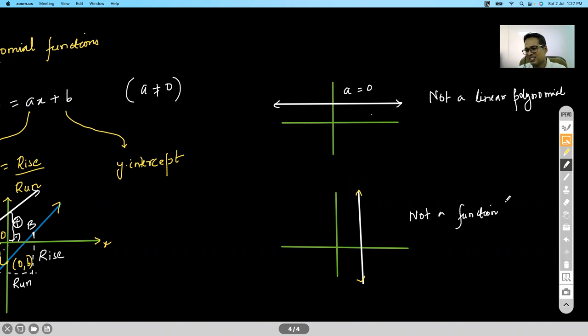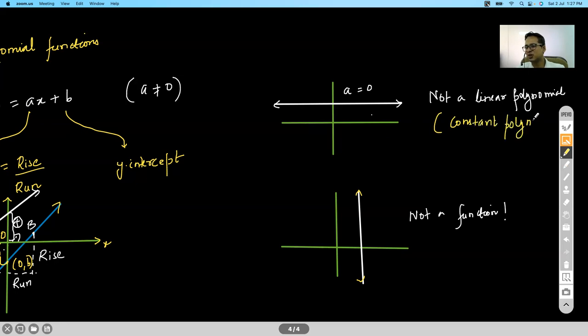This is not a function itself. Why? Because for functions, if you draw a vertical line, the function will be cut only at one point, isn't it? So here, if I draw a vertical line exactly overlapping with this line, it is going to cut it at so many places, right? So these two cases we are not going to address, okay? Because this is already addressed, only under constant polynomial, okay?